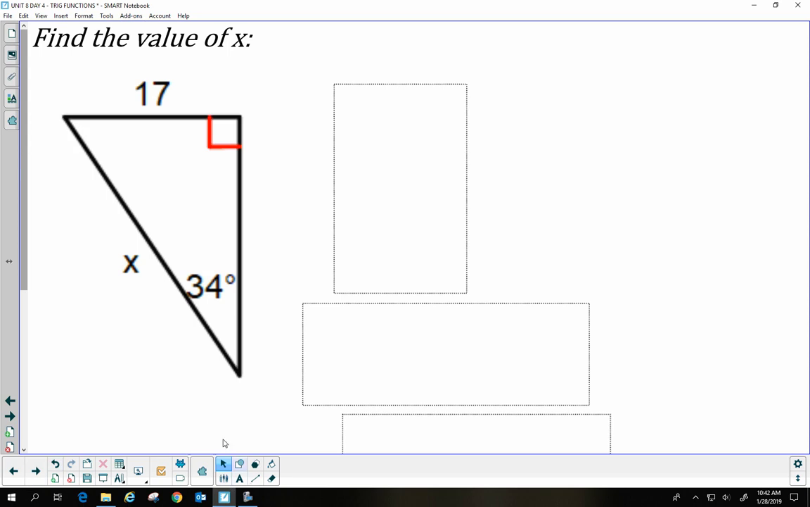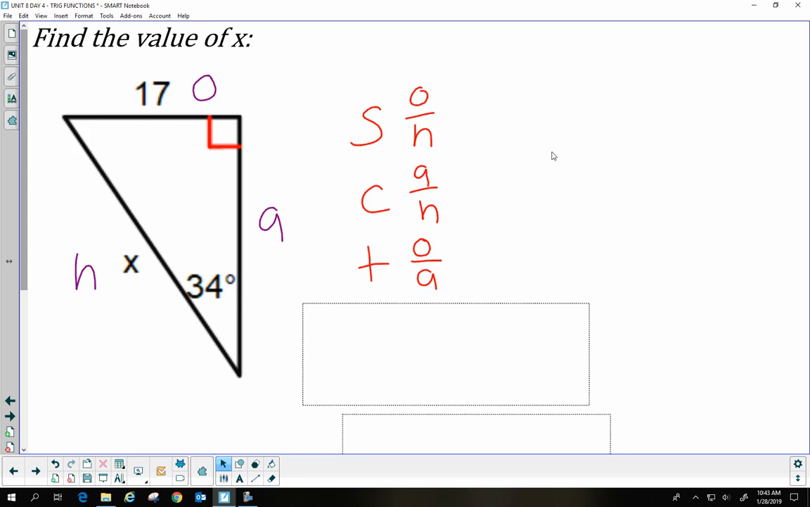Let's try another one. I want to find the hypotenuse this time. And I'm using this angle that's 34. The side opposite is this side that's labeled 17. And so this side over here is my adjacent. I'm going to write down the formulas every time. And so I'm looking for the hypotenuse. And I know the opposite side is 17.